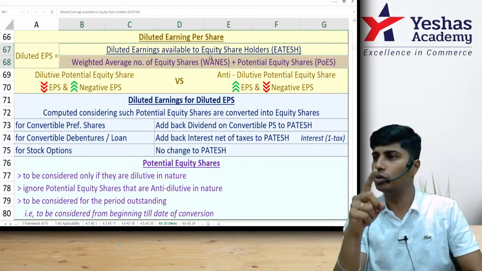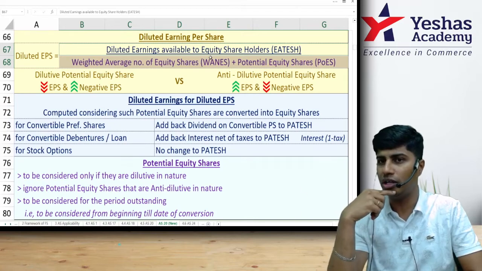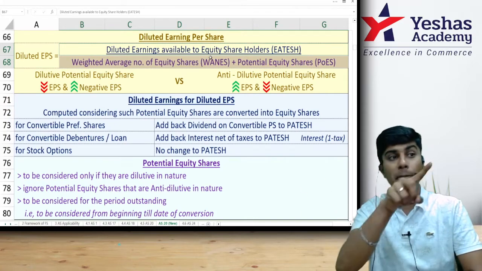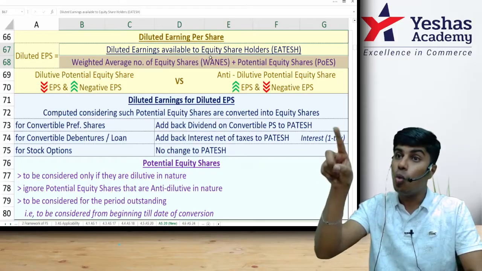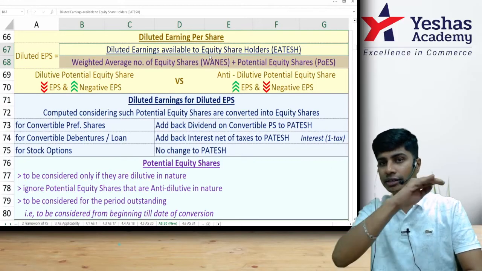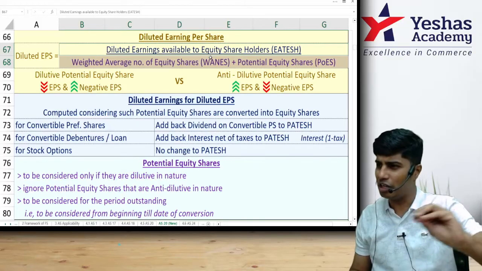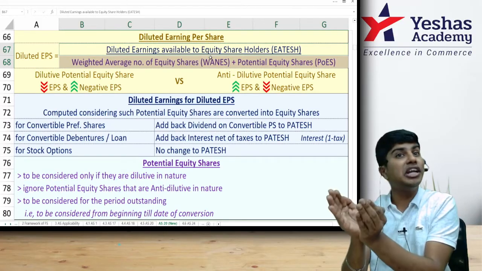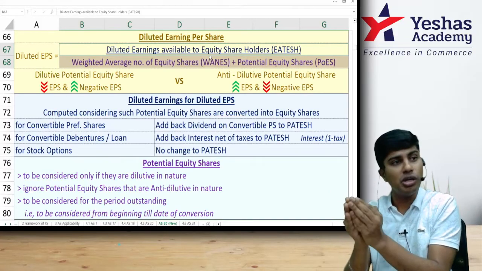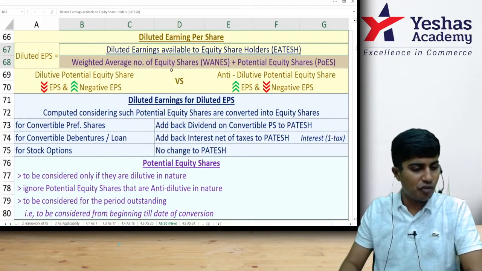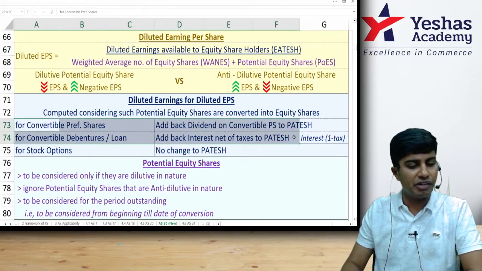So to the numerator you do profit available to equity shareholders, what is used in basic EPS, plus interest into 1 minus tax rate. In the denominator you write whatever you computed in basic EPS denominator, number of equity shares, plus potential equity shares which are to be given to debenture holders. That is to be done for convertible preference shares and convertible debentures.